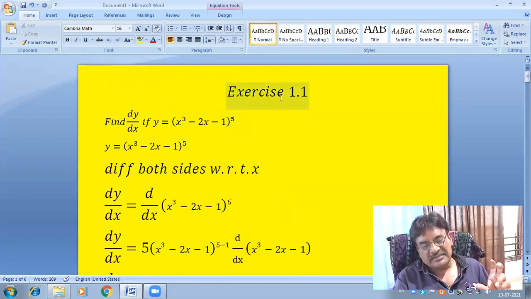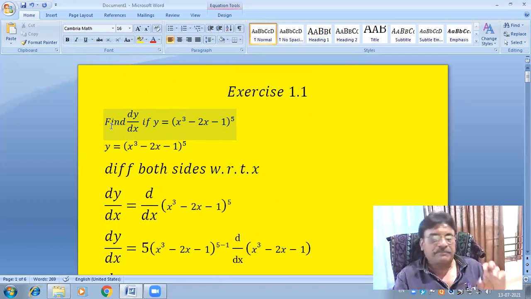Today we start exercise 1.1 from mathematics part second, and the name of the chapter is differentiation. From this exercise 1.1, we solve the first problem, that is question number first.